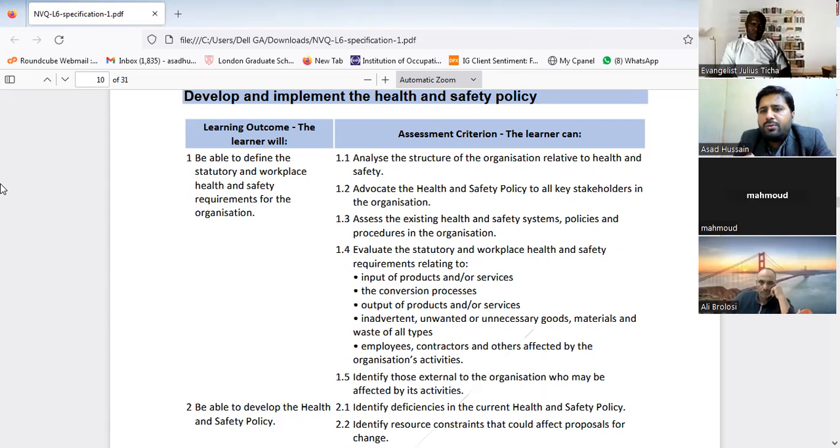And in 1.2, because it involves different stakeholders, you have to produce evidence. Like you are doing toolbox talks, so you are communicating the health and safety policy information there. You are performing induction trainings and training sessions, where you can explain the health and safety policy. Is it fine?